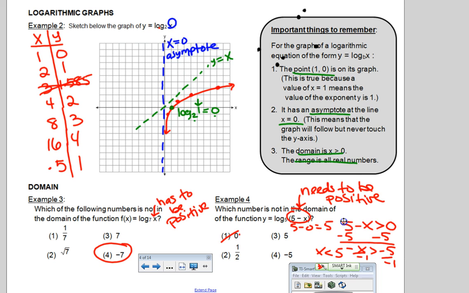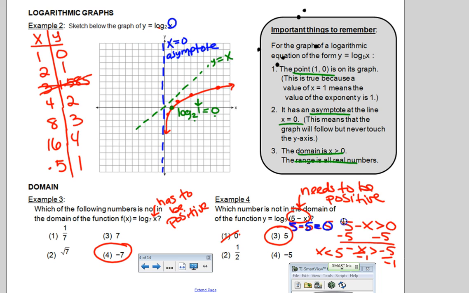Okay, so any number that's less than 5 is going to work. Any number 5 or more is not going to work. So basically, that means 5 is not going to work. And when you substitute 5, take away 5, you will get 0. And you can't have a 0. It has to be positive, so above 0.